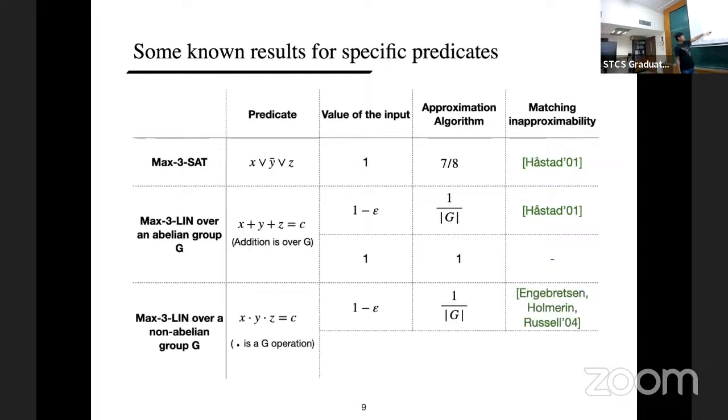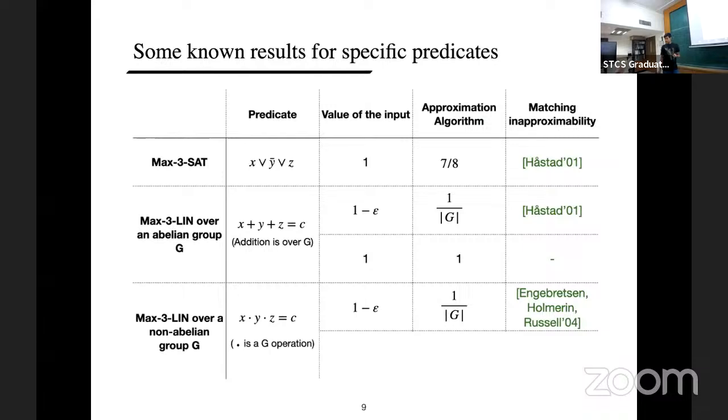And so again, I'll spend some time on this predicate. This predicate is the same predicate as that, but over a non-abelian group G. So here constraints look like x, y, z is equal to some group element C. And here the same result holds. If the instance is almost satisfiable, we can't do better than random assignment. This was shown by Engebretsen, Holmerin, and Russell.